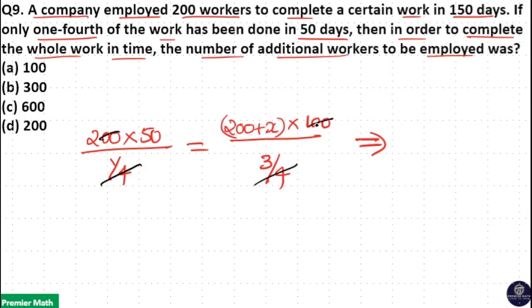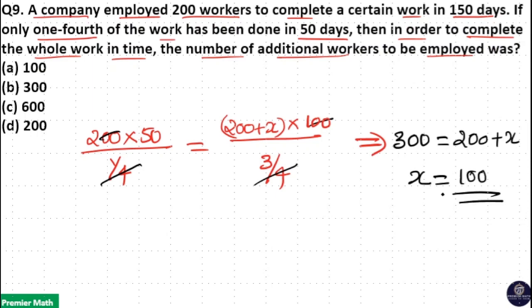So this implies that here 1/4, 1/4 cancel. 0, 0 cancel. Now 2 into 50 is 100. 100 into 3, 300. 300 is equal to 200 plus X. That means additional number of employees X is equal to 300 minus 200, 100. So option A is your answer.